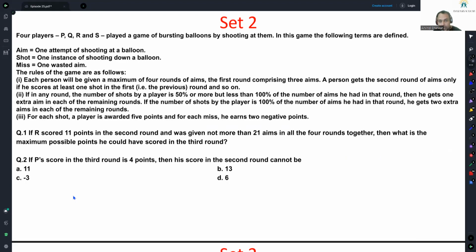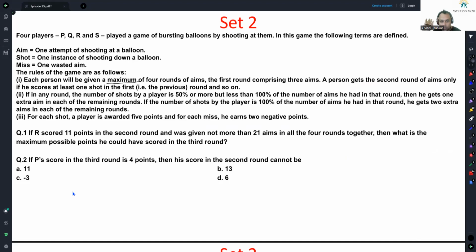The rules of the game are as follows. Each person will be given a maximum of 4 rounds of aims. Some people will be asked to pack up their bags and leave before the 4 rounds are over. The first round comprises 3 aims. A person gets the second round of aims only if he scores at least 1 shot in the previous round, and so on. So in case you miss all your shots in any particular round, you don't get to move on to the next round.